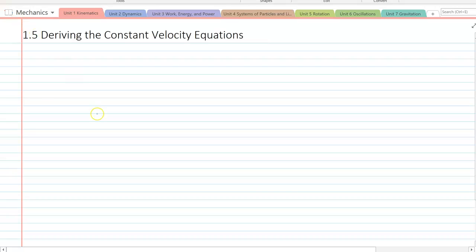Let me zoom in here. Oops, let me see. Where is my mouse? Not there. Okay, so I'm just going to do it here. Oh, there's my mouse.